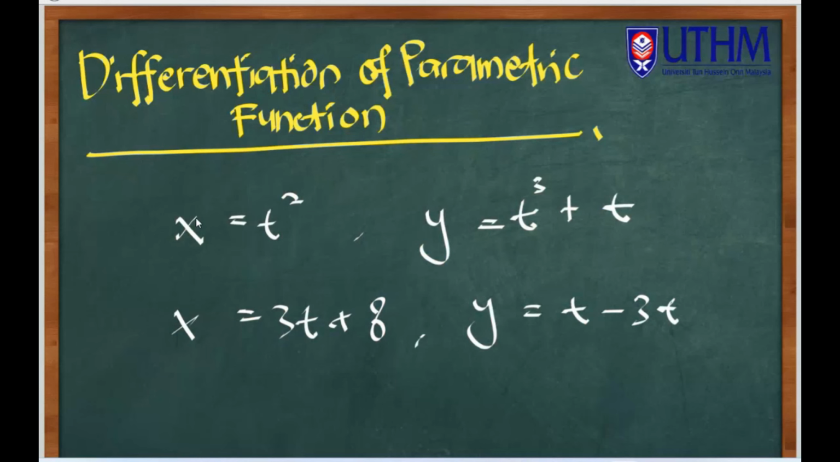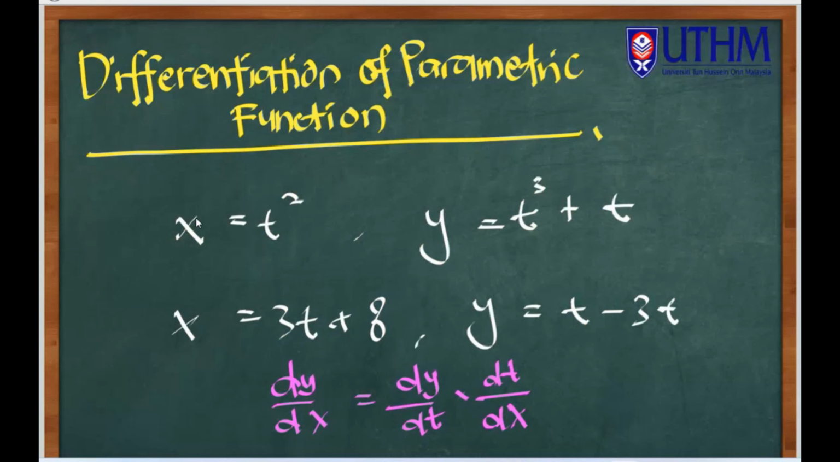The formula of differentiation of parametric function is dy over dx equal to dy over dt times dt over dx. Basically this is the formula of differentiation of parametric function. We can notice that the left hand side and the right hand side are the same if we eliminate the dt terms. Let's see the first example.